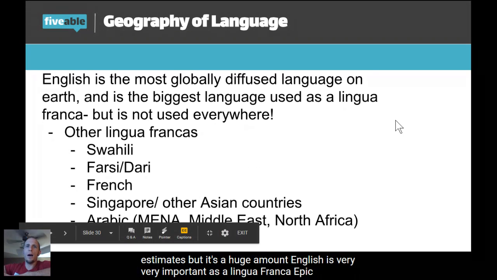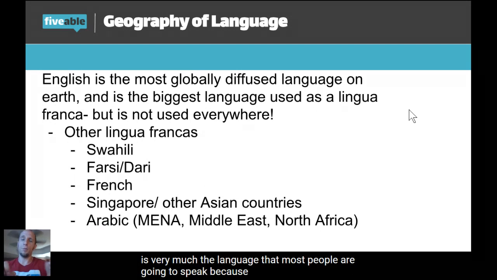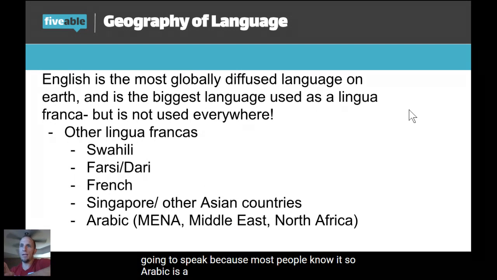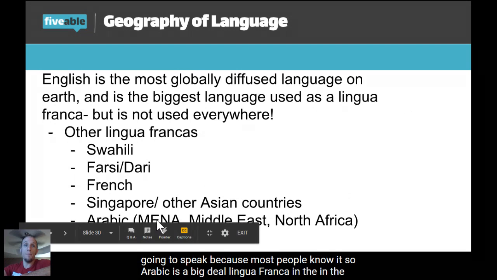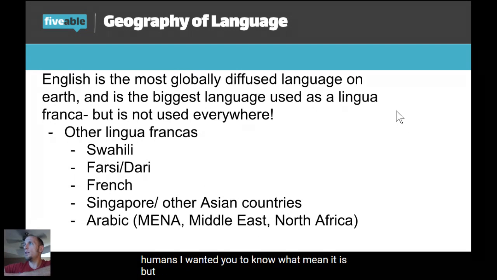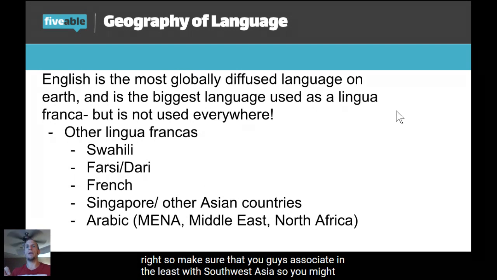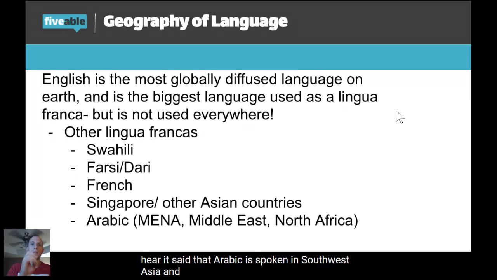And also Arabic. I just mentioned a second ago that Arabic is really important in the Middle East. It's not the only language spoken in the Middle East, but it is very much the language that most people are going to speak because most people know it. So Arabic is a big deal lingua franca in the MENA states, which stands for Middle East North Africa. Usually in AP Human Geography, when people talk about the Middle East, they call it by its geographic term, which is Southwest Asia. So make sure that you associate the Middle East with Southwest Asia. You might hear it said that Arabic is spoken in Southwest Asia and North Africa.